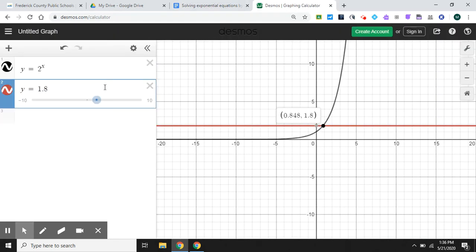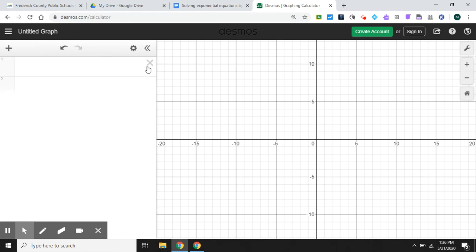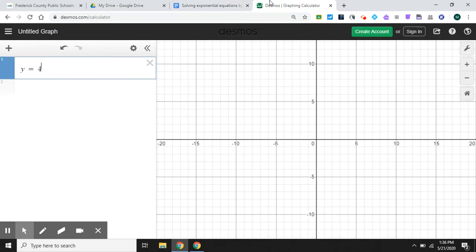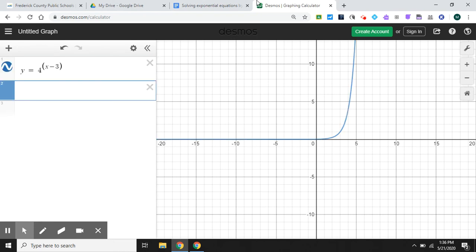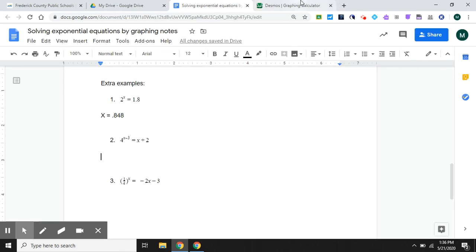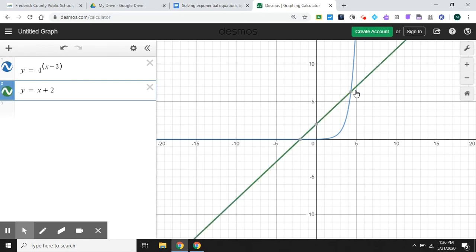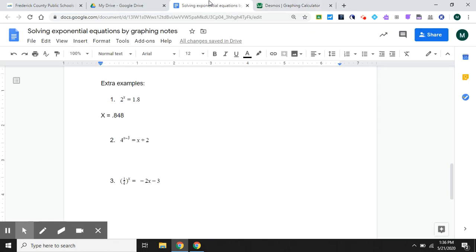Alrighty, let's do number 2. So y equals 4 to the x minus 3, and then y equals x plus 2. And so they intersect right there at 4.331. So x is equal to 4.331.